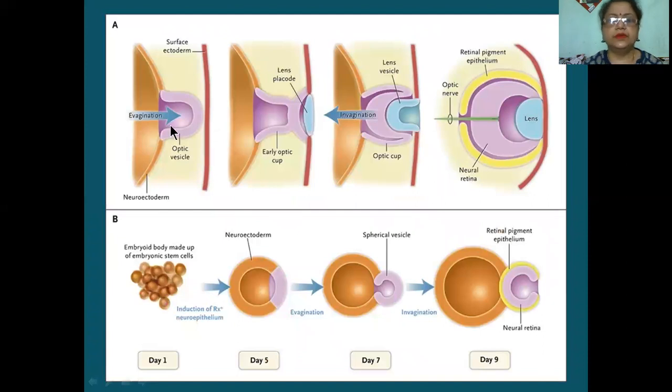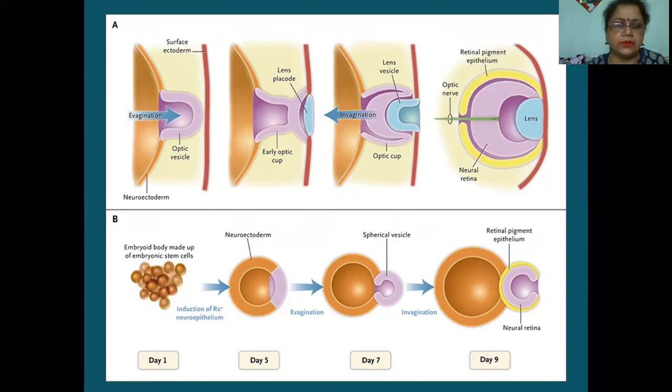Now see this diagram. Same thing only, but I have taken different diagrams so that whoever likes whatever, you can take help of that. A little bit more explanation is there. So first I'd like to tell you this evagination, this part I told you already. Okay, so here you can see that. So the nerve will come from the brain, isn't it? It will connect with the retina. So this is the retinal pigment epithelium. Okay, and this is the neural epithelium. So here I want to concentrate.